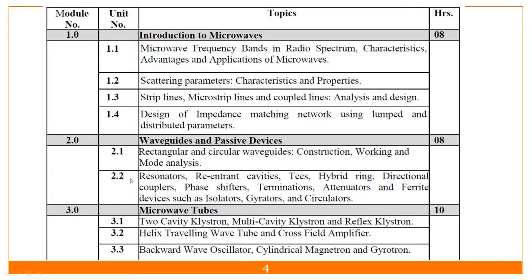Then the second point: the resonator, re-entrant cavity, tees, hybrid ring, directional coupler, phase shifter, terminators, attenuator, and ferrite devices such as isolator, gyrator, and circulator. So what exactly is this? In normal electric circuits, we will find devices like BJT, then FET, and devices like LEDs.